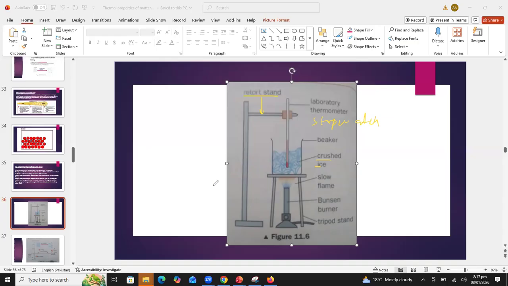Okay. We will take the crushed ice and put it into the beaker. Okay. And we will immerse the thermometer into the crushed ice and record the initial temperature of the crushed ice. It will be around -17 degrees Celsius.